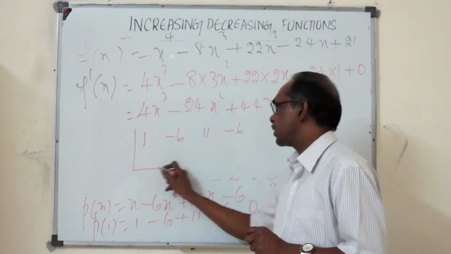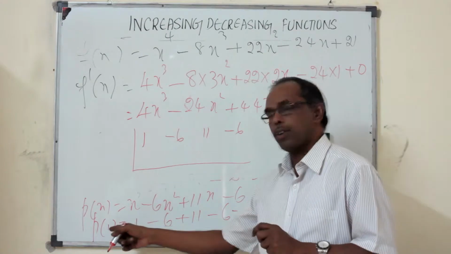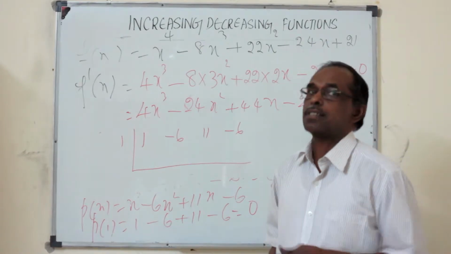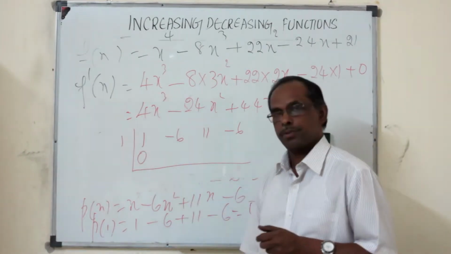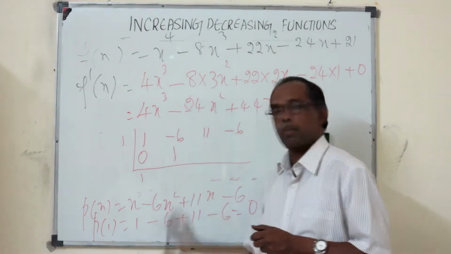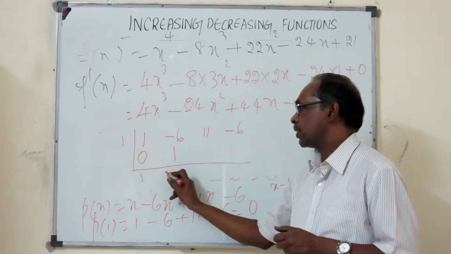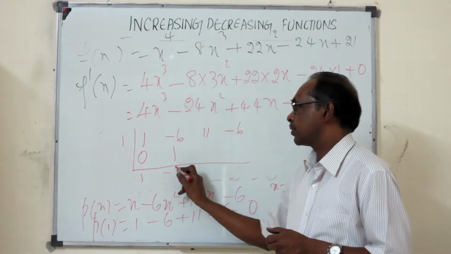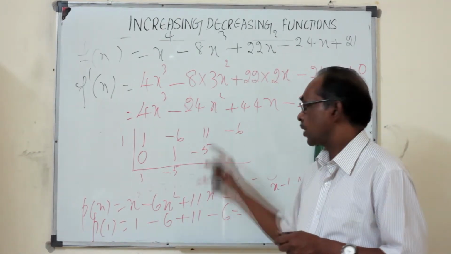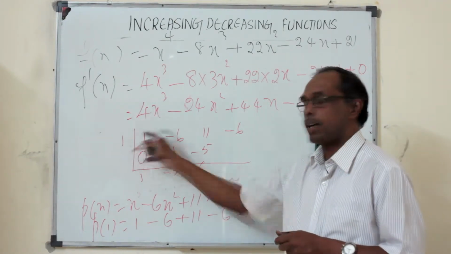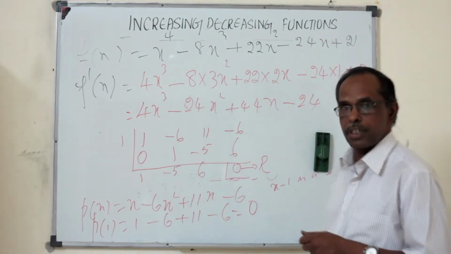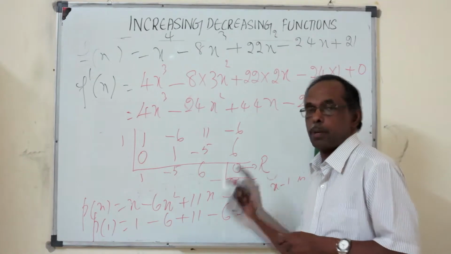You put a line like this. What value do you put for getting 0? 1. So write down that one here. I am explaining synthetic division, which you have learned in class 9. Now for the first number you put 0. Add both the numbers, write down here. Multiply this and this, write down here. Add the numbers. Again multiply. Minus 5. Add both the numbers. Multiply. The last number is the remainder. In the case of synthetic division, the last number is the remainder.